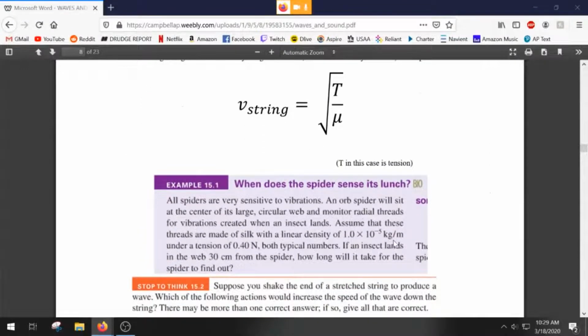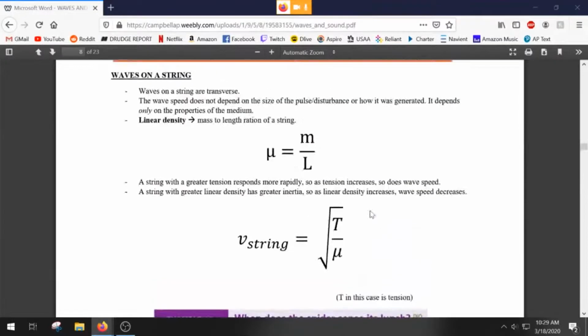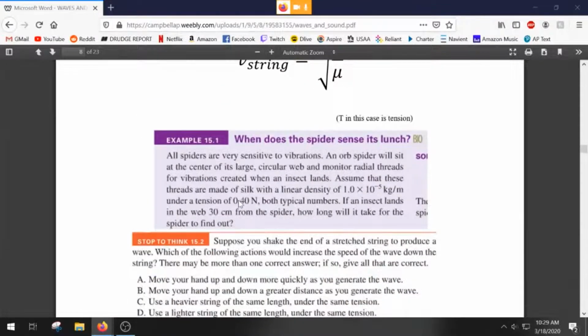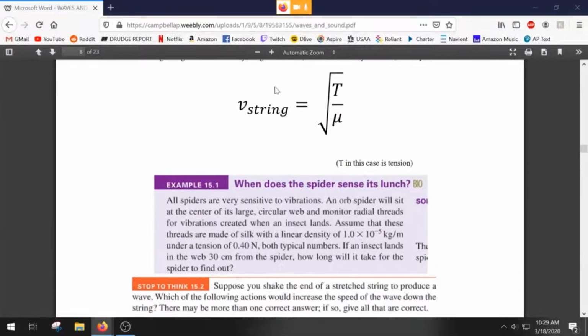Well, they've given us our linear density, measured in kilograms per meter. We're given the tension. So if we want to know the wave speed, we've just got to plug it into this equation right here. The speed of the wave on the string is going to be the square root of the tension over the linear density, which would be the square root of 0.4 newtons over 1 times 10 to the negative fifth kilograms per meter.